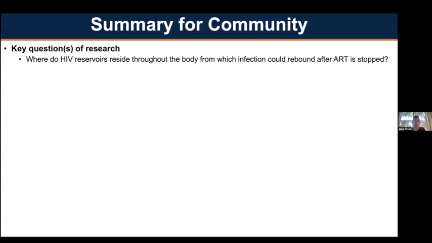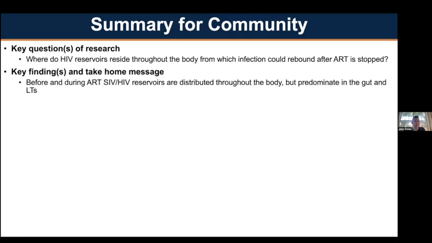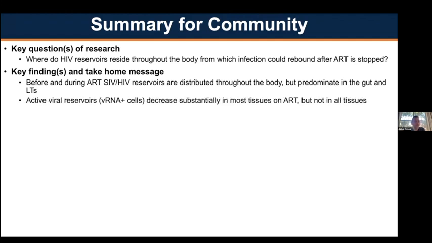So I want to start with kind of my community summary. The major question that my lab really focuses on is, where do HIV reservoirs reside throughout the body from which infection could rebound after ART is stopped? What I hope to talk to you and convince you today is that before and during antiretroviral therapy, using an SIV model for HIV infection, reservoirs are distributed throughout the body, but predominate in lymphoid tissues, particularly the gastrointestinal associated lymphoid tissues and the lymph nodes and other secondary lymphoid structures.